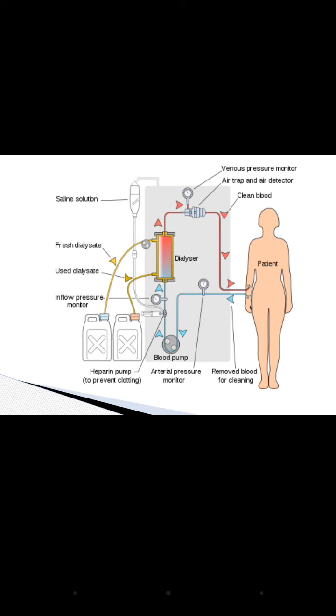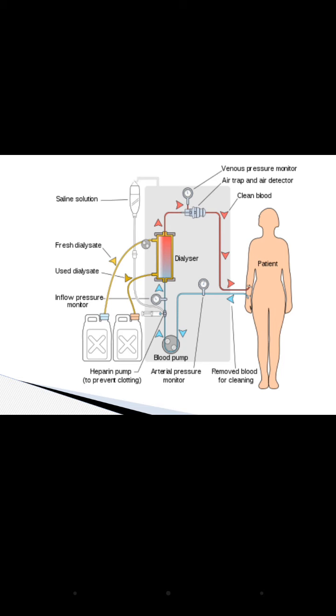Now, what about the hemodialysis machine? In the hemodialysis machine, you can see from the person's body, the blood is removed, then it goes through the arterial pressure monitor in which a specific pressure is maintained, then it goes through the blood pump, and this blood pump has a main function of ensuring that blood goes in a forward direction, so that it does not clot.